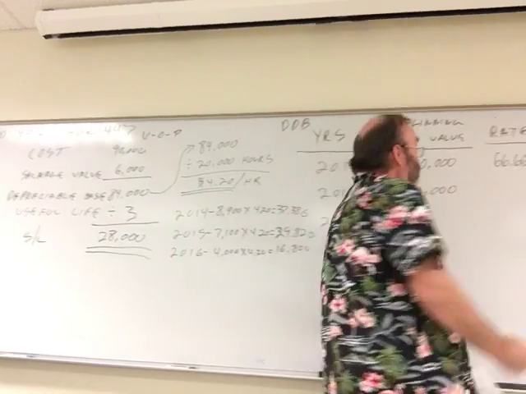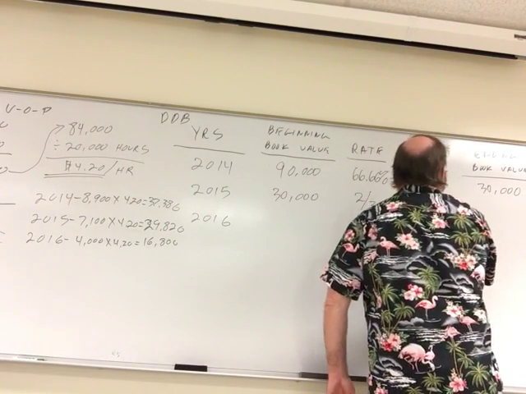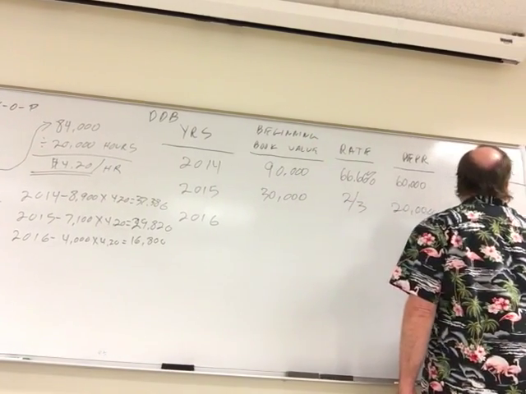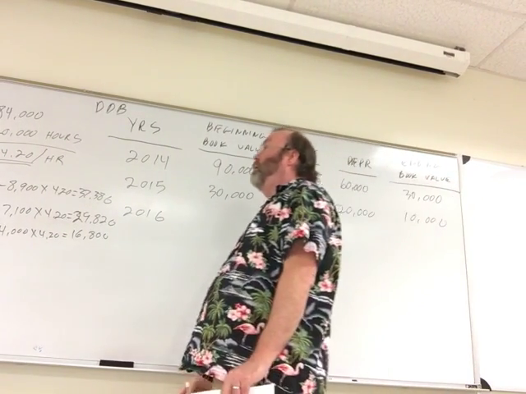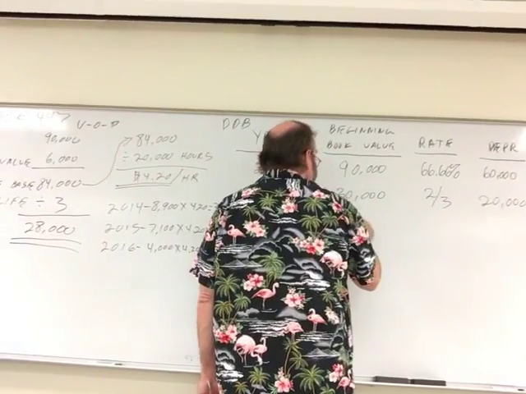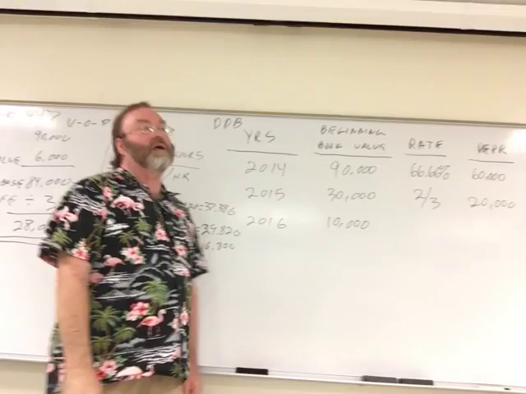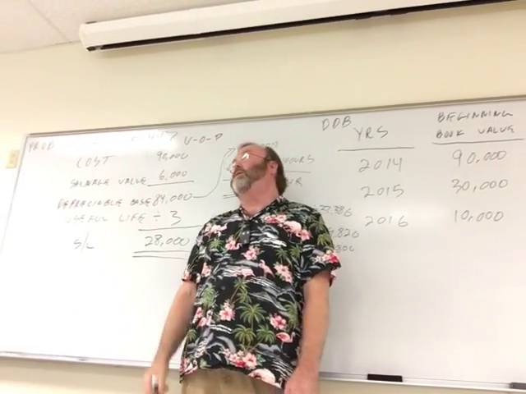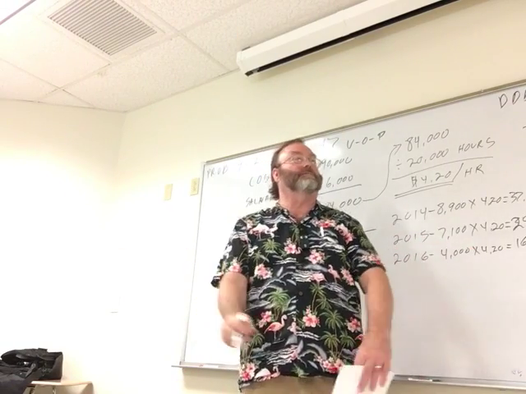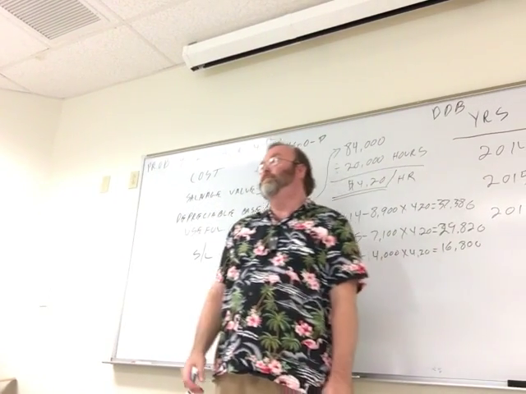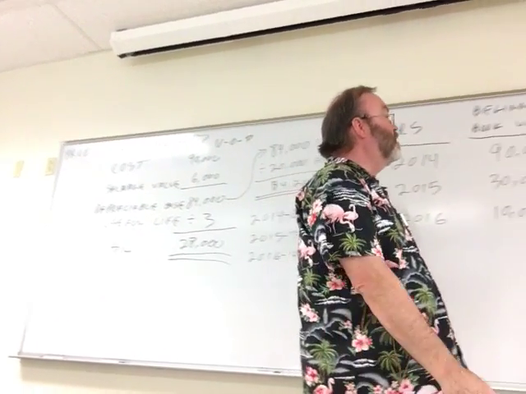2/3 of that is 20,000, leaving you with 10,000. $10,000 is the beginning book value for 2016. What's 2/3 of that? $6,660.